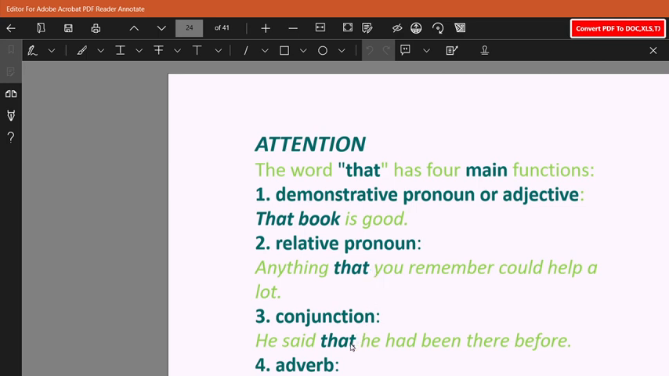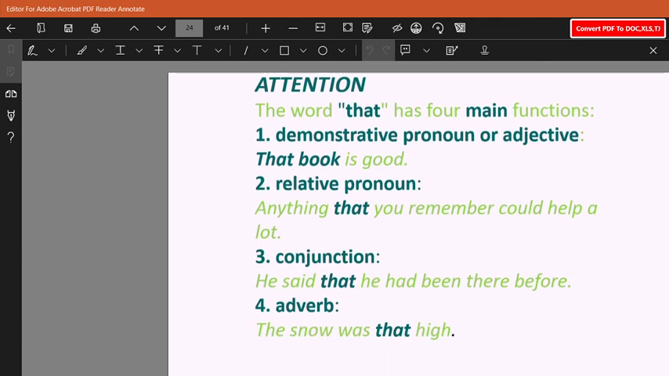And again, conjunction also, you will come across this thing later, that we use sometimes to join two other sentences. That's why we call it conjunction. This is working here as a bridge. And at last, an adverb also. The snow was that high. Means how much high was it? You are showing it with some gesture. And the word that is telling something about the action, which is the verb, we call it an adverb.